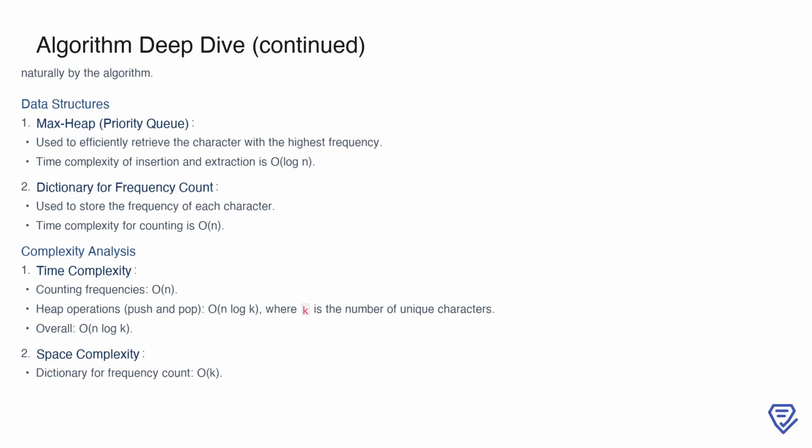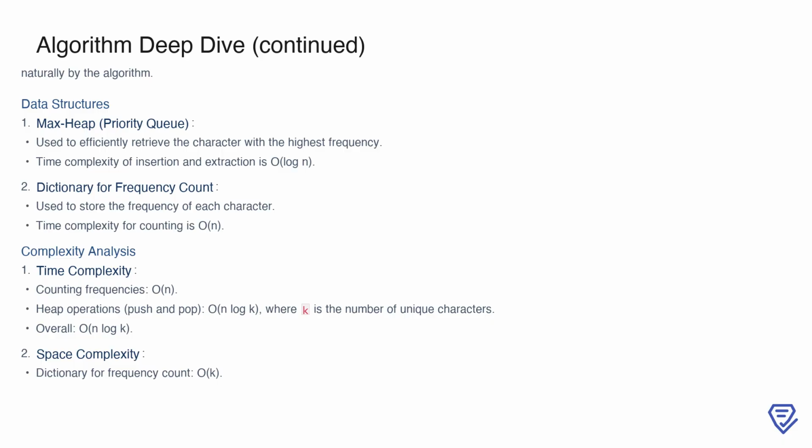The max heap, or priority queue, allows us to retrieve and manage characters by their frequencies efficiently, with insertion and extraction operations taking O(log n) time. The dictionary for counting frequencies provides a quick way to determine how many times each character appears, which is achieved in O(n) time.